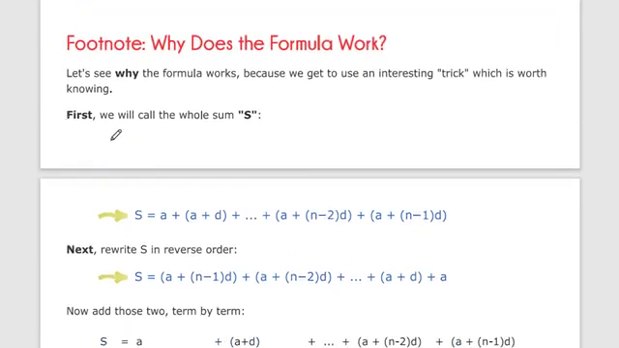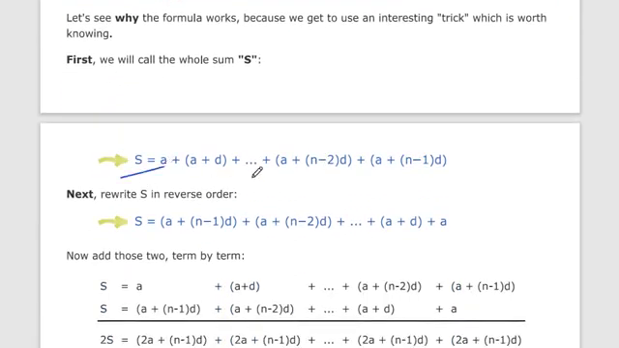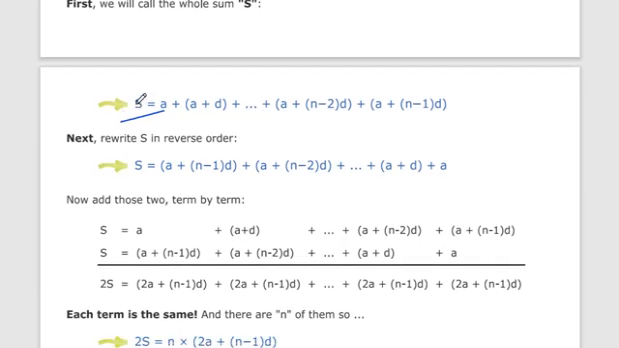And if we forget the formula, they may also ask how to derive it. First of all, let the summation be S. We have the arithmetic sequence a, a plus d, and so on; the second last term is a plus (n minus 2)d, and the last term is a plus (n minus 1)d. We have n terms. Now rewrite S in reverse order.